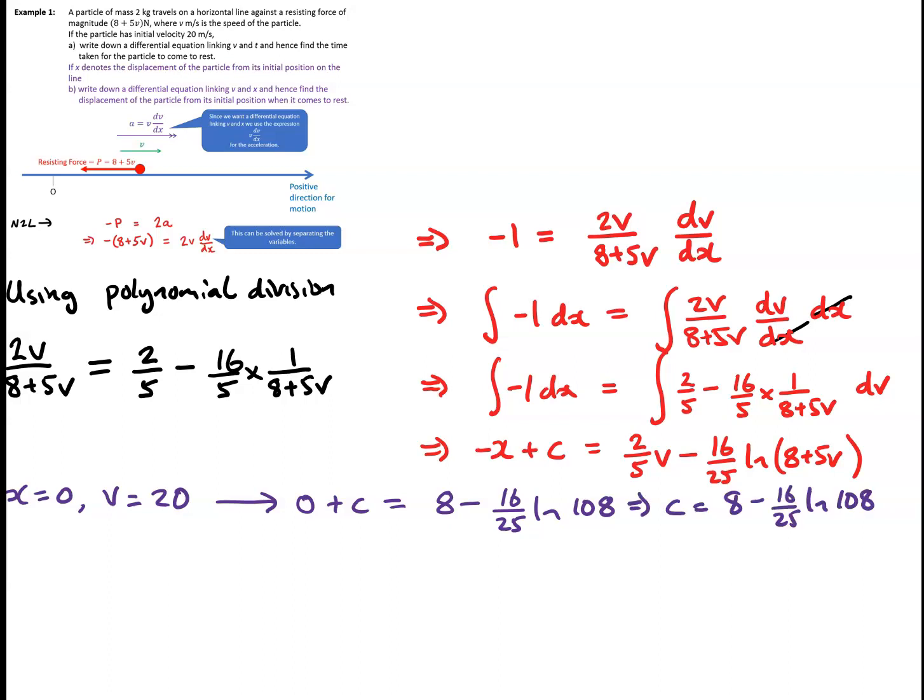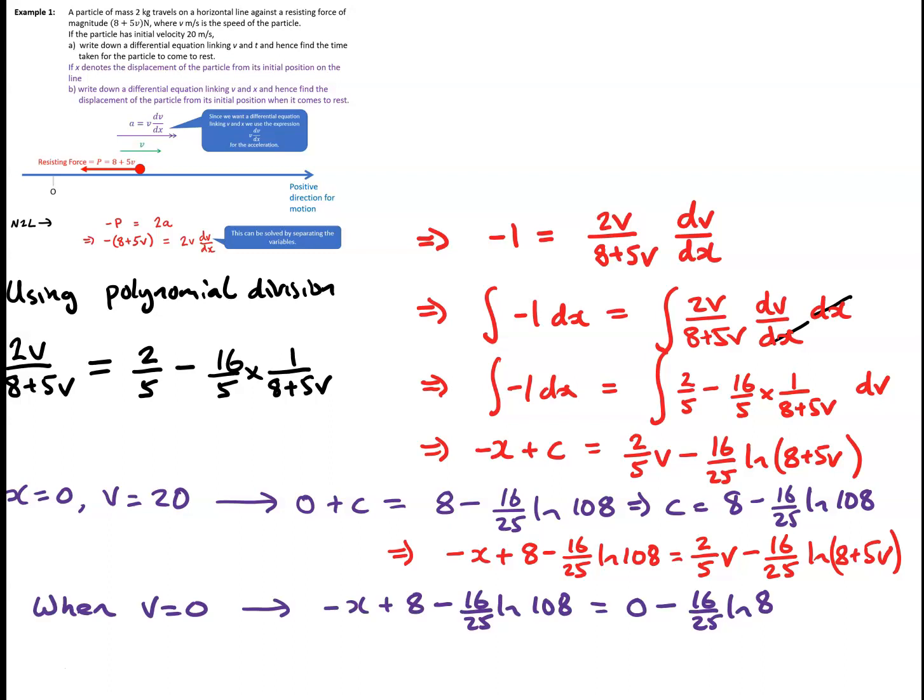So that tells me that c is 8 minus 16/25 of the logarithm of 108. So we've got minus x plus 8 minus 16/25 logarithm of 108 equals 2/5 v minus 16/25 logarithm of 8 plus 5v. When v equals 0, that's going to give me minus x plus 8 minus 16/25 logarithm of 108 equals 0 minus 16/25 logarithm of 8.